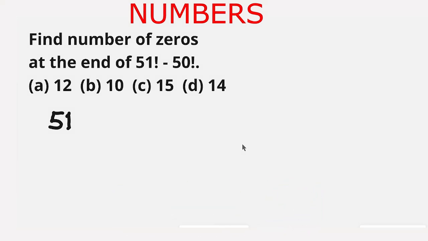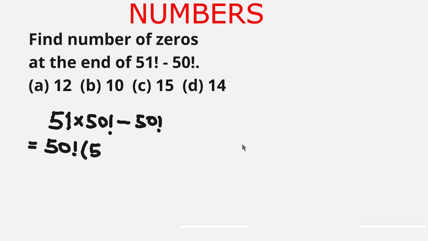51 factorial can be written as 51 multiplied by 50 factorial, minus 50 factorial. We take common 50 factorial and this gives us 50 factorial multiplied by (51 minus 1), and this is equal to 50 factorial multiplied by 50.